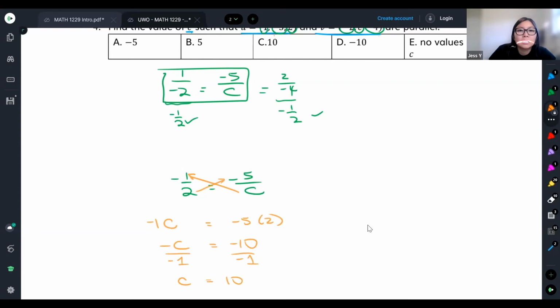All right, so we see that C or K or whatever value they want is going to be 10, so that you have these two vectors being parallel. Parallel, opposite, orthogonal. These are all good questions they can put on the final.